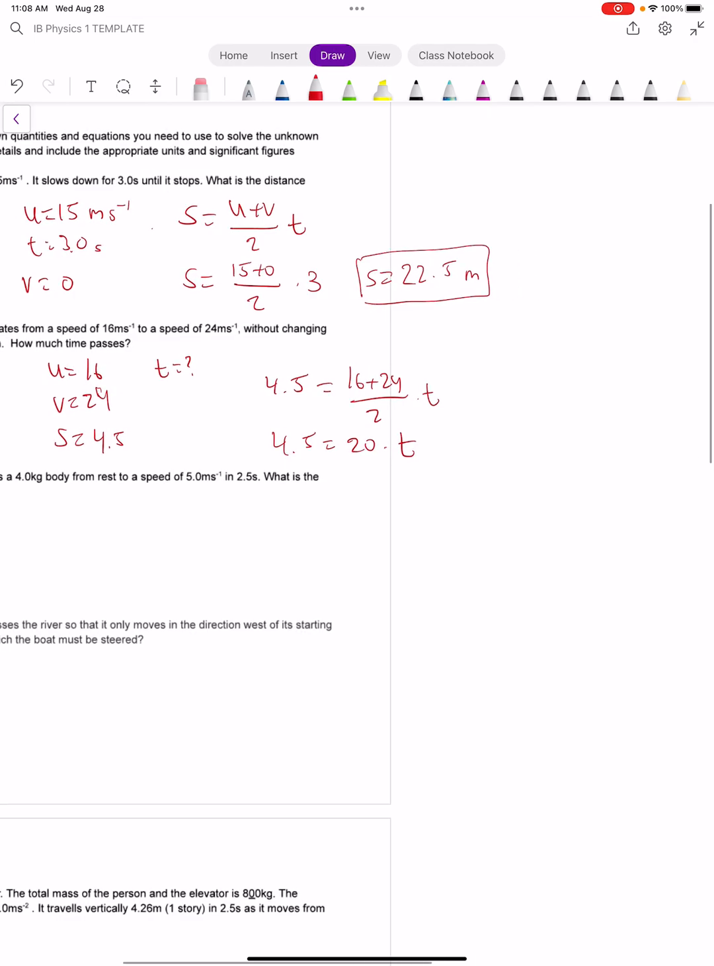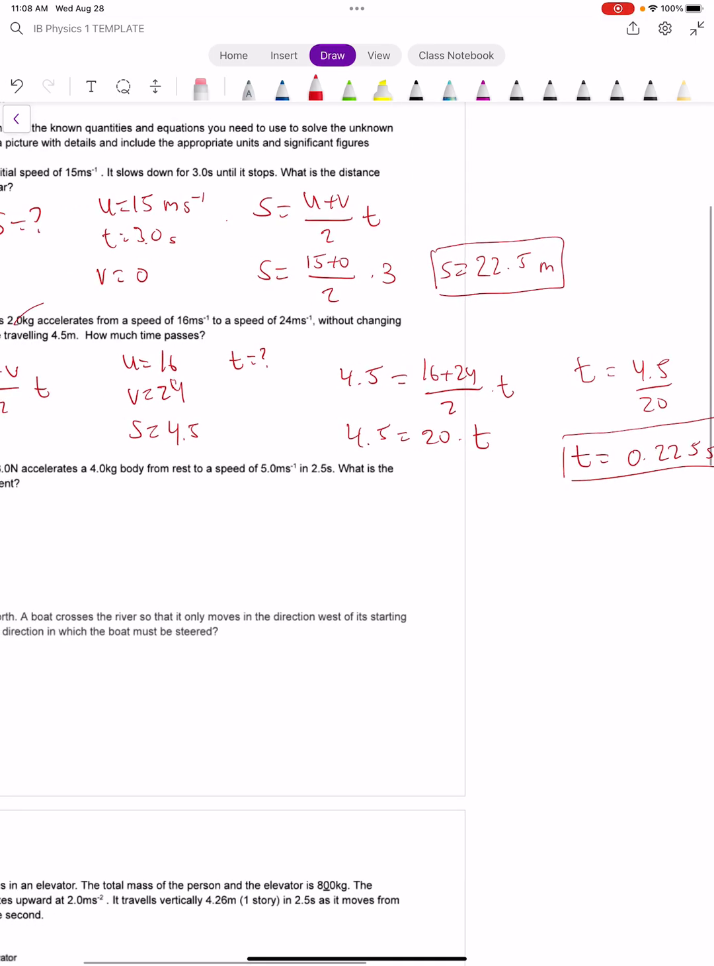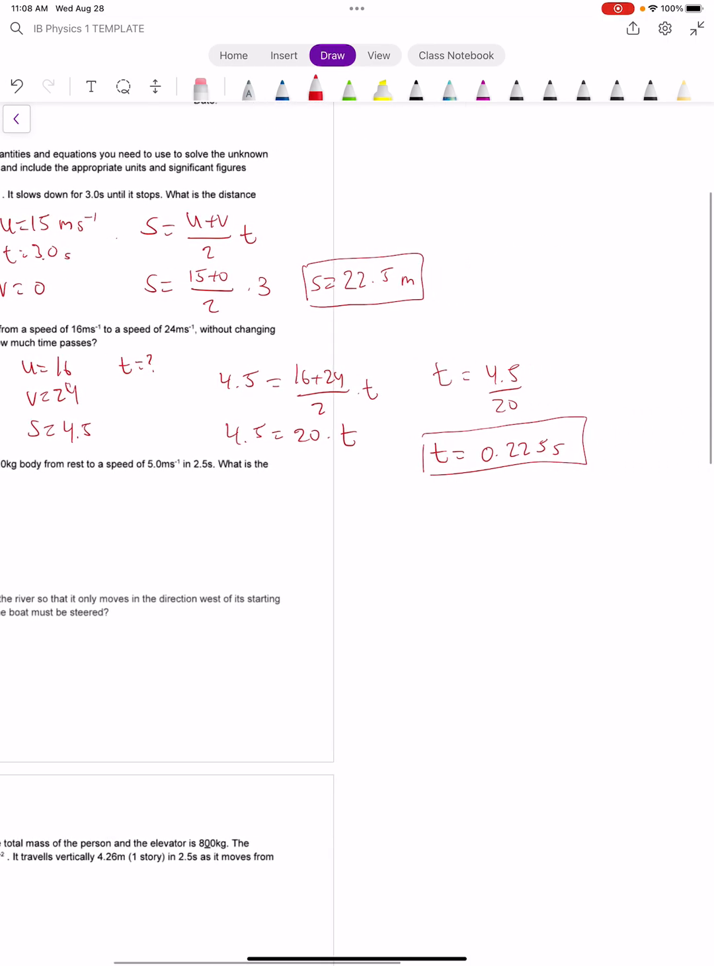And then t equals 4.5 divided by 20. And then t equals, get the calculator out, roughly a quarter of a second, a little bit less. So 4.5 divided by 20, 0.225 seconds. Okay. Now, if we do look at the significant figures, we see that each of them only have 2. So you can actually round this to t equals 0.23 seconds.